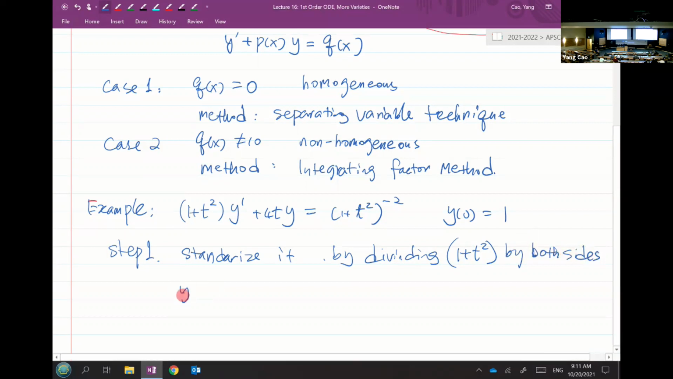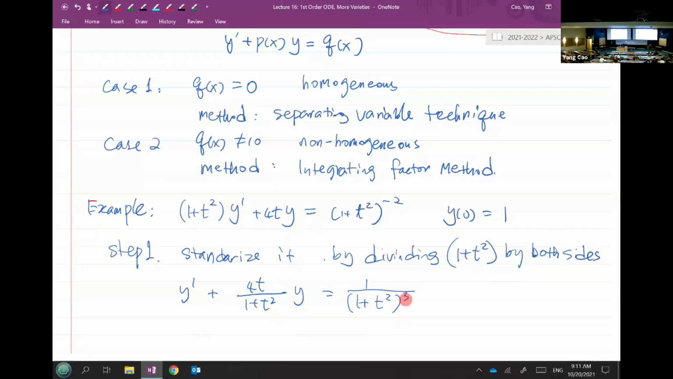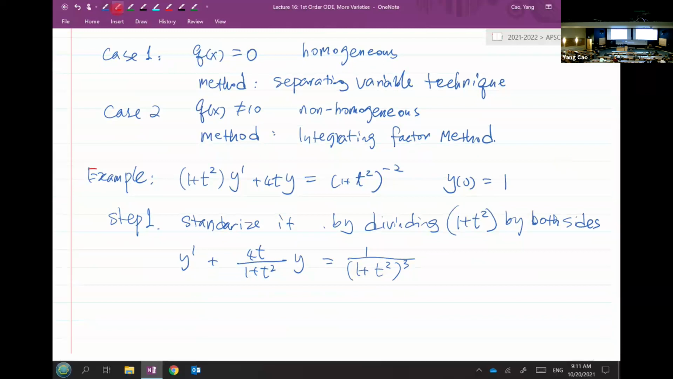And now you get y prime plus 4t over 1 plus t squared times y equals, and then this is 1 plus t squared to the power -2. So once you divide, you get 1 over that term to the power 3. And this is obviously a linear first order ODE, although this is not a constant, but that's okay.